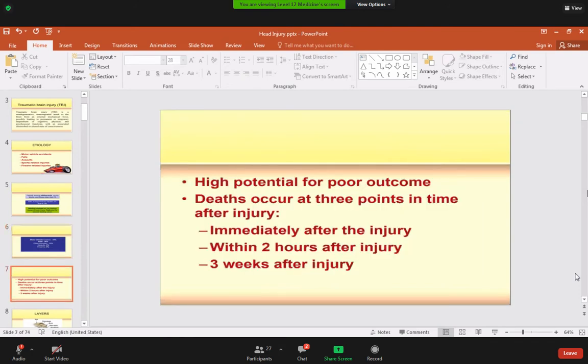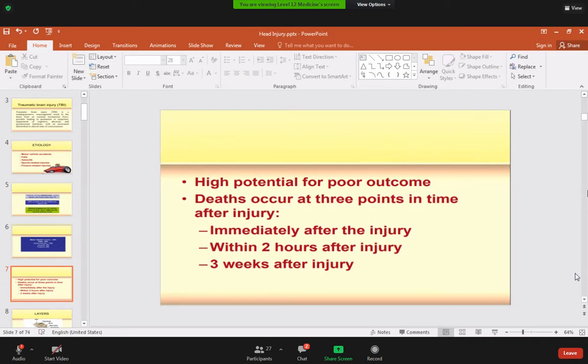Why is it important to discuss? It is because it has a high potential for poor outcome. And we'll discuss in more detail the three different peaks of deaths.